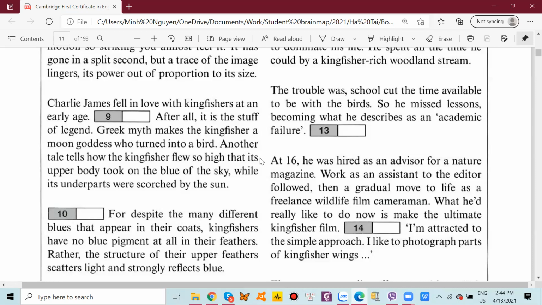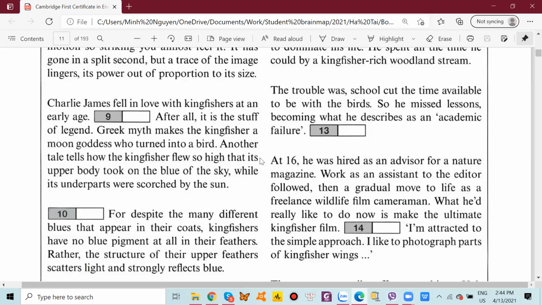Don't worry. Stuff of legend. After all, it is the stuff of legend. What is the stuff of legend? Stuff of legend. Stuff, pledge... Stuff is a material to make a legend. It's like a material to make something.